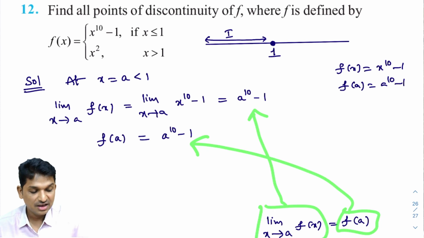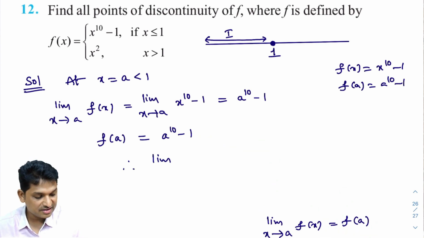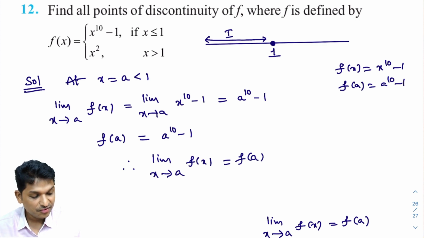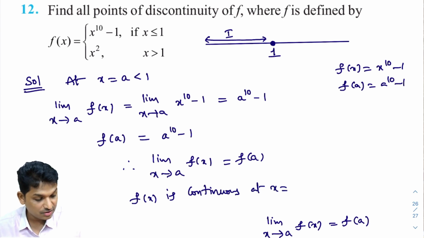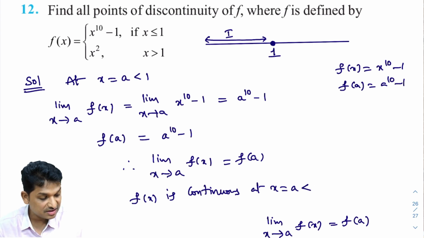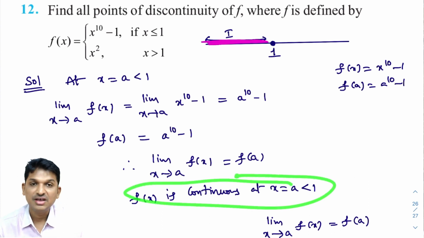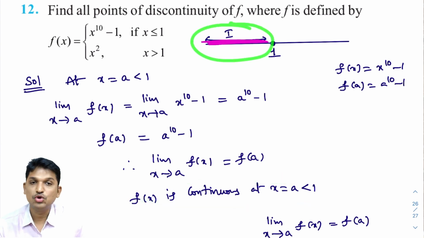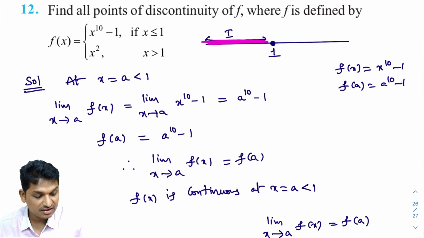From these two I can say that limit as x approaches a, f of x equals f of a. When I got this, what can I say? I can say that f of x is continuous at x equal to a. What about the a value here? The a value is less than 1. So I checked the continuity in this zone, and I got continuous. So in this zone, there is no point of discontinuity. So case 1 is good. It is continuous everywhere.